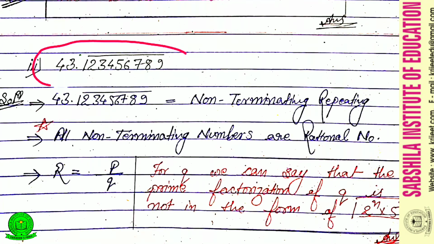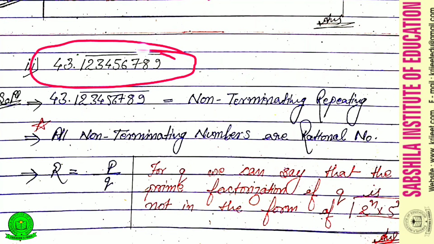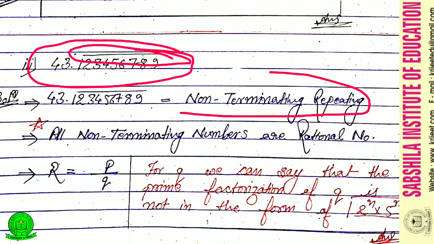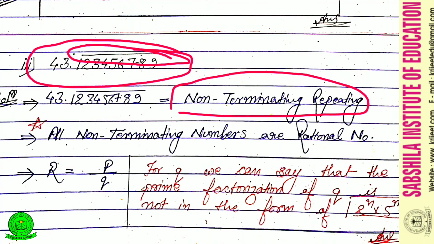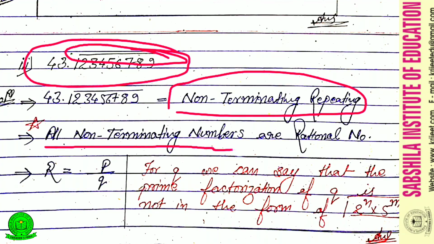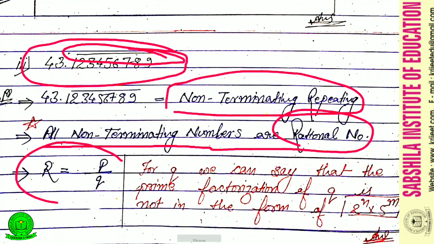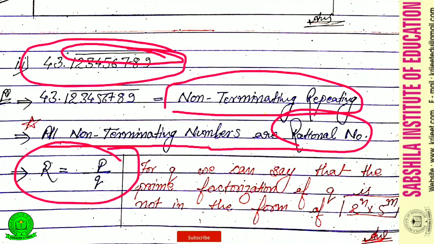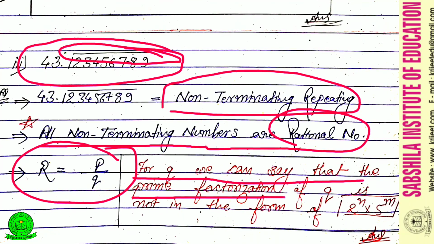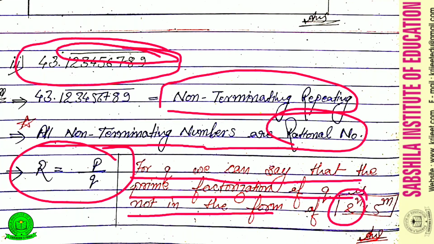Here is given 43.123456789 and here is given the repeating sign. Okay, so it is non-terminating, repeating. All non-terminating repeating numbers are rational numbers. Okay, so it can be written as p by q. For q, we can say that the prime factorization of q is not in the form of 2 to the power n and 5 to the power m.